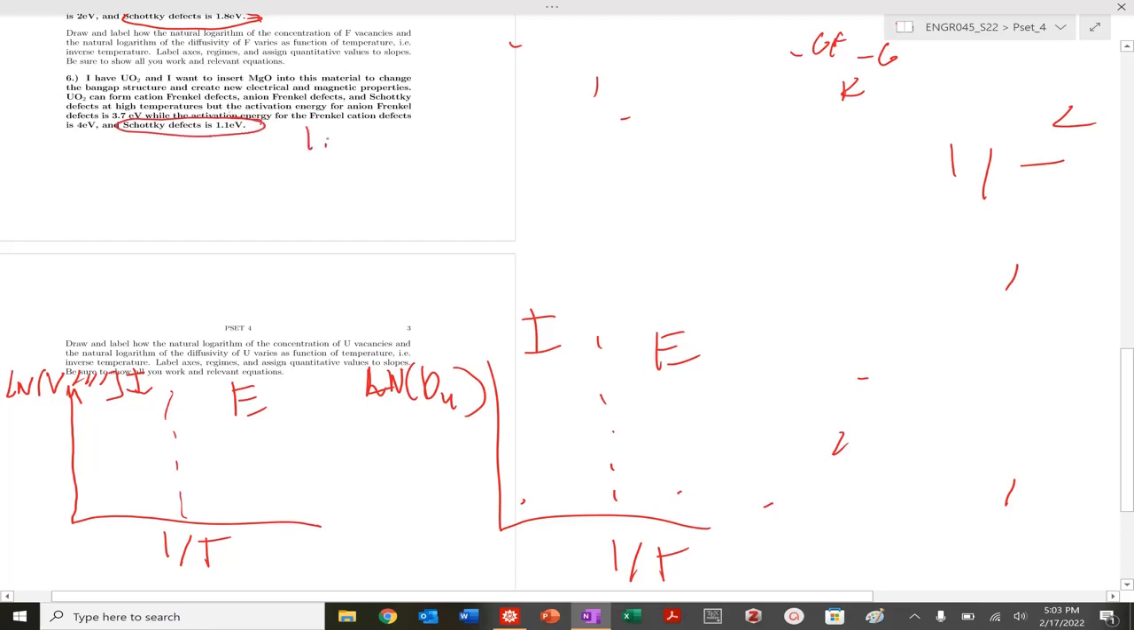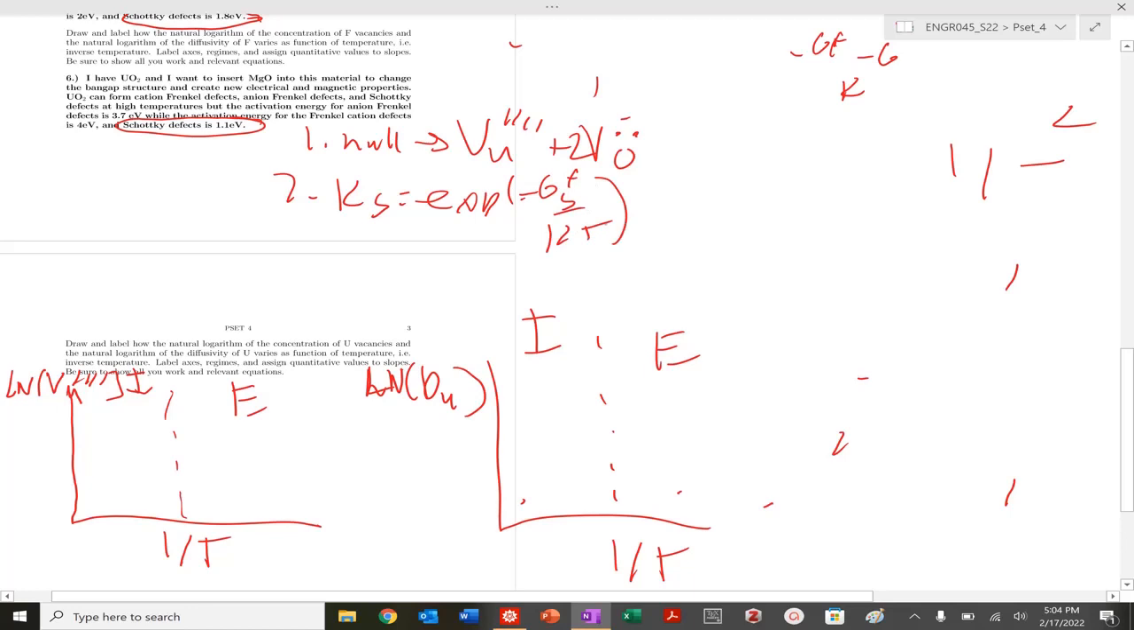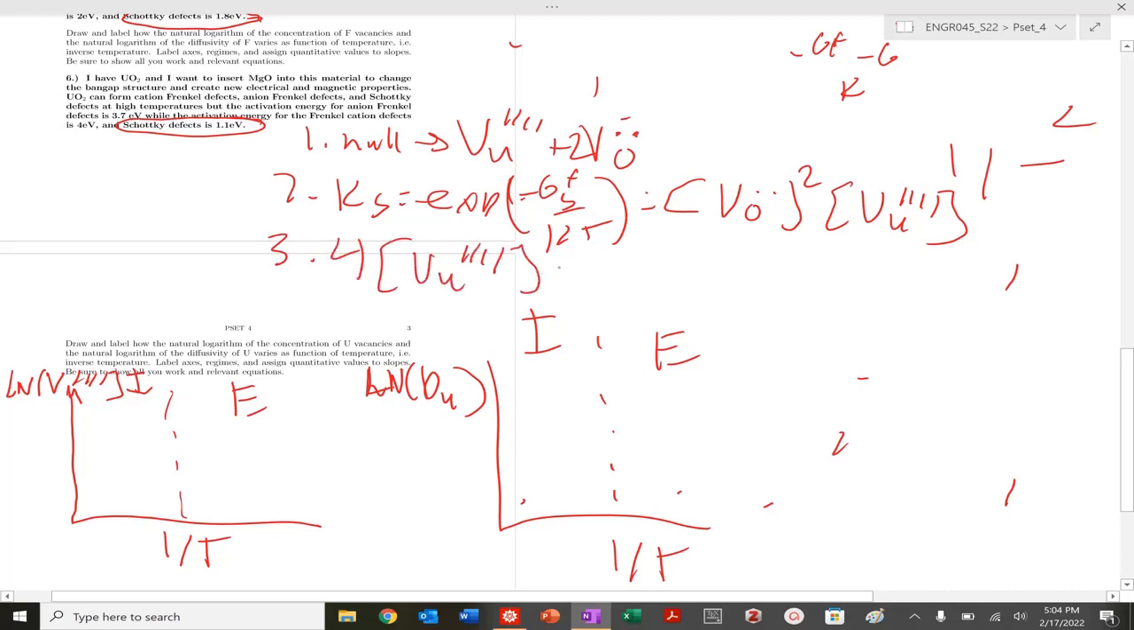So my Schottky defect for UO2 is going to be null goes to vacancies in U, 4 minus, plus vacancies in O, which is going to be 2 here. My K Schottky is going to be equal to exponential minus G formation of Schottky over KT, which is going to be equal to vacancies in O squared times vacancies in U. My electroneutrality: 4 times vacancies of U equals 2 times vacancies in O. Boom. And then my last step, plugging that back in, I'll get some expression.